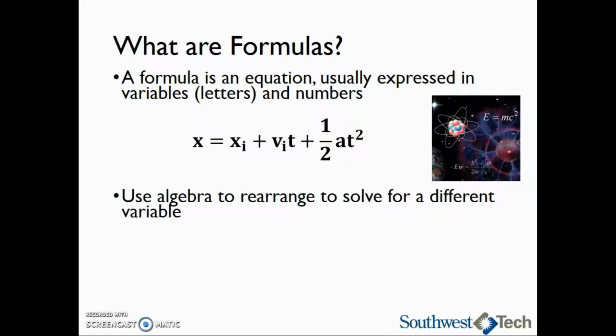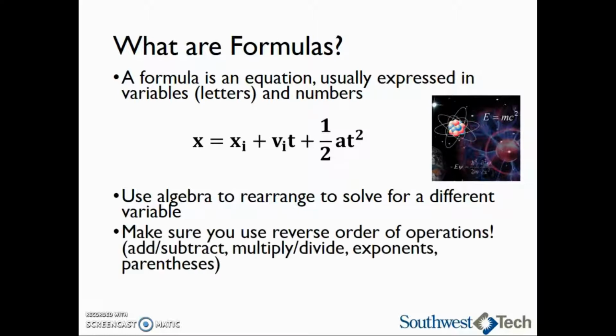What we're going to talk about now is how we can use algebra to rearrange to solve for a different variable. One thing that we definitely need to watch out for is the order of operations. More specifically, when we use algebra to rearrange, we have to use the reverse order of operations. So that means that we have to undo any addition and subtraction first, then we have to undo any multiplication and division, then the exponents, and then finally we need to get rid of anything within the parentheses. What we're going to look at now are a couple of examples of rearranging some different formulas.